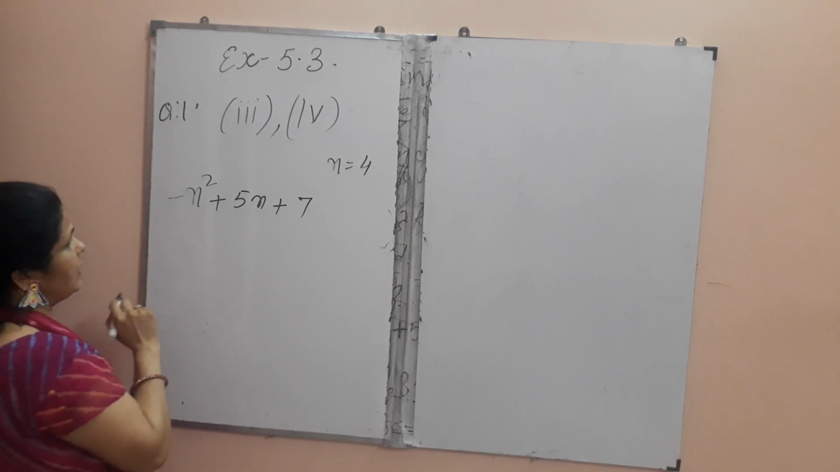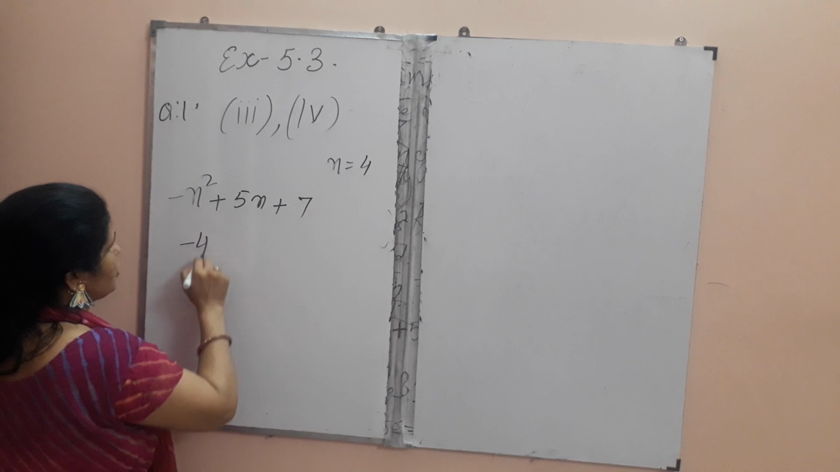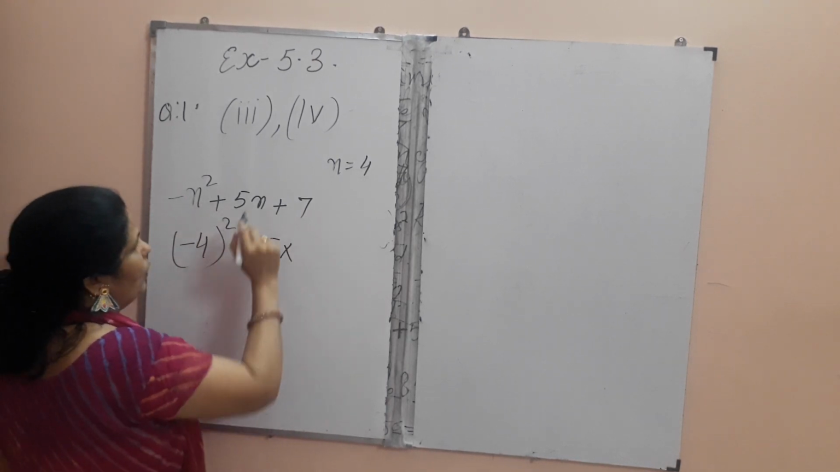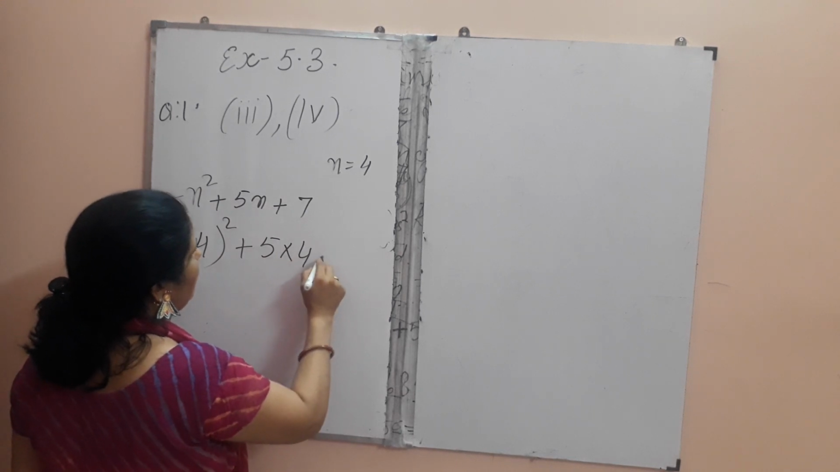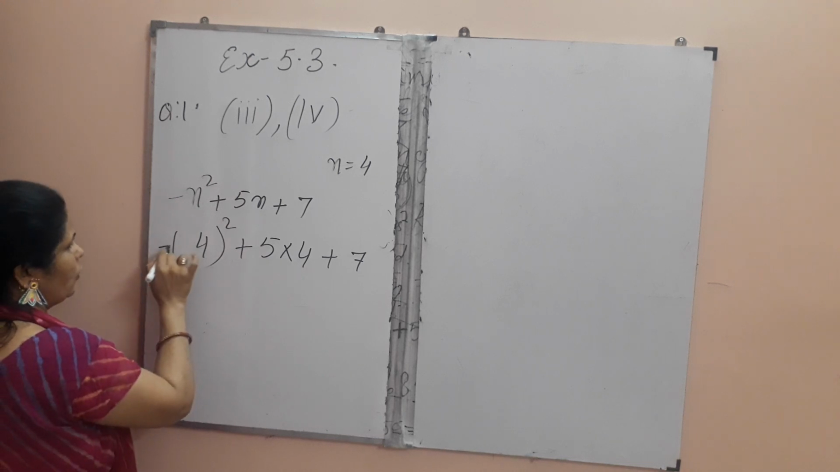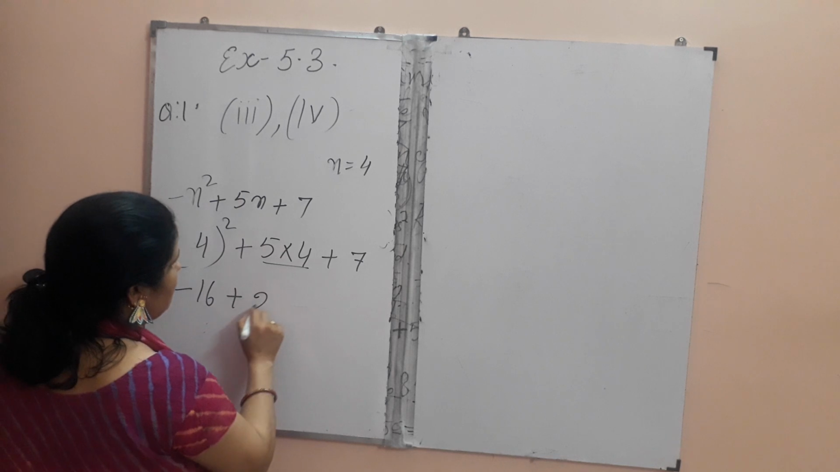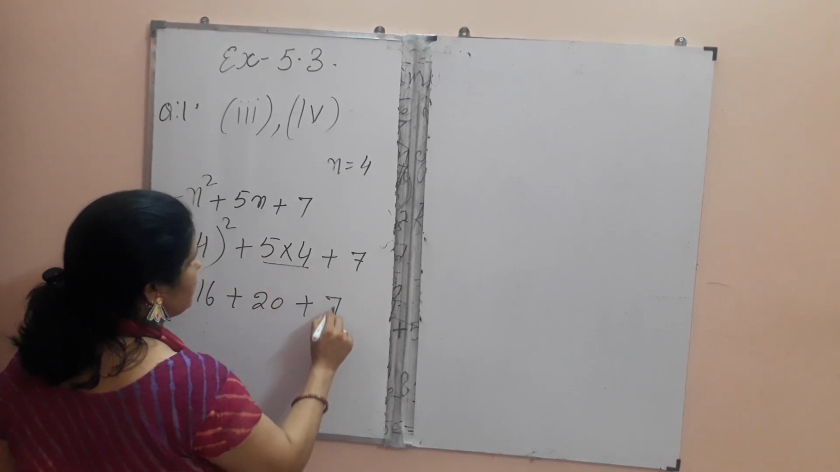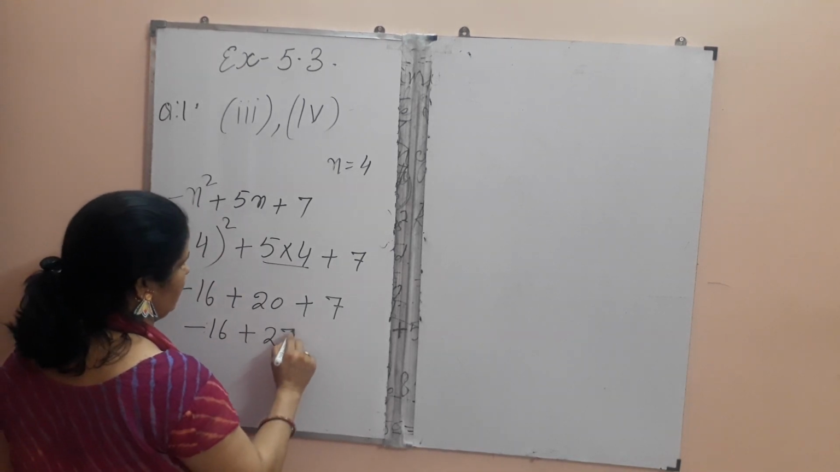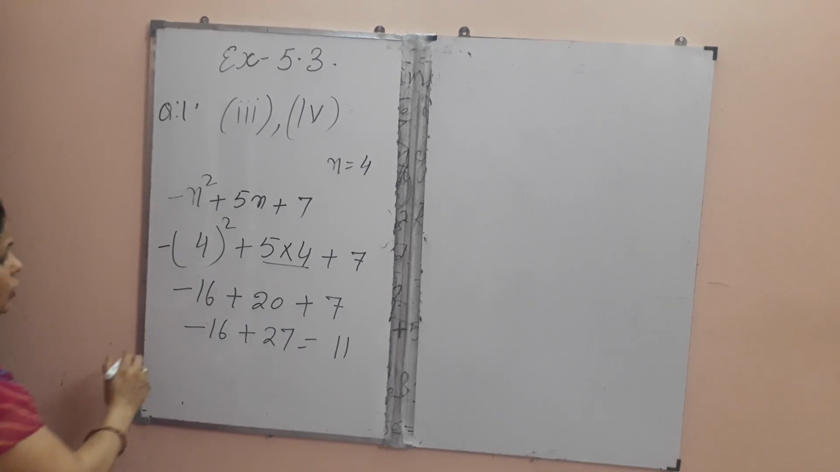So first is minus n square, so it will be minus 4 square plus 5 into 4 plus 7. This will not be in the bracket because the minus is outside of the bracket. So it will be minus 16 plus 5 4s are 20 plus 7. So 20 plus 7 is 27, minus 16 plus 27. So it will be 11. 11 is the answer. Understood?